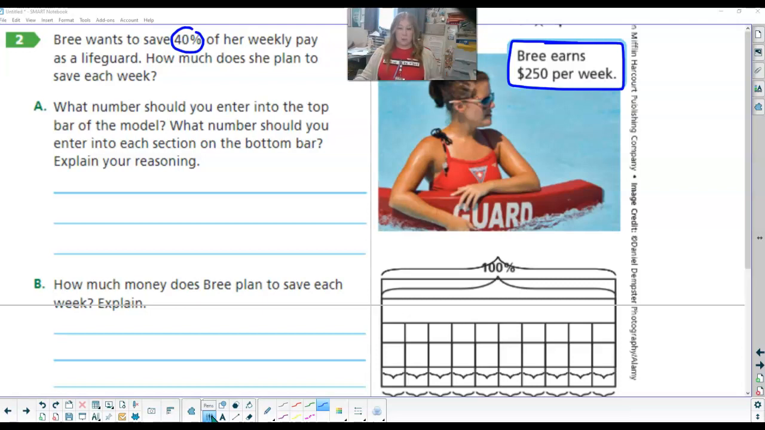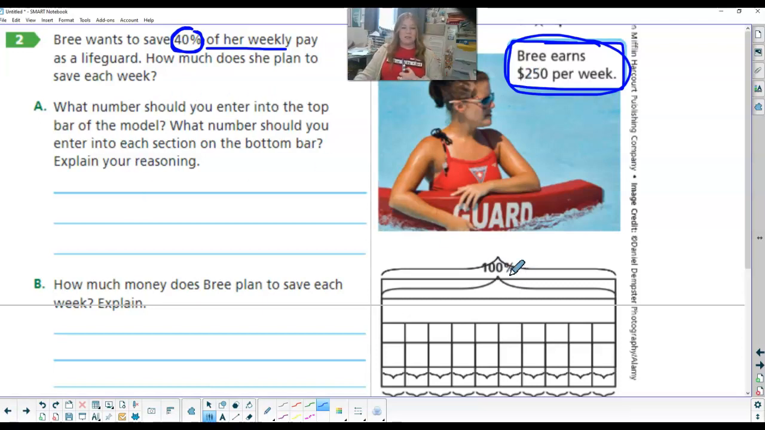Task 2 for 7.2 says that Bree wants to save 40% of her weekly pay. So 40% of her week, right? Of means we're getting a total here. She earns this in a week. So how much does she plan to save? So we want 40% of $250.